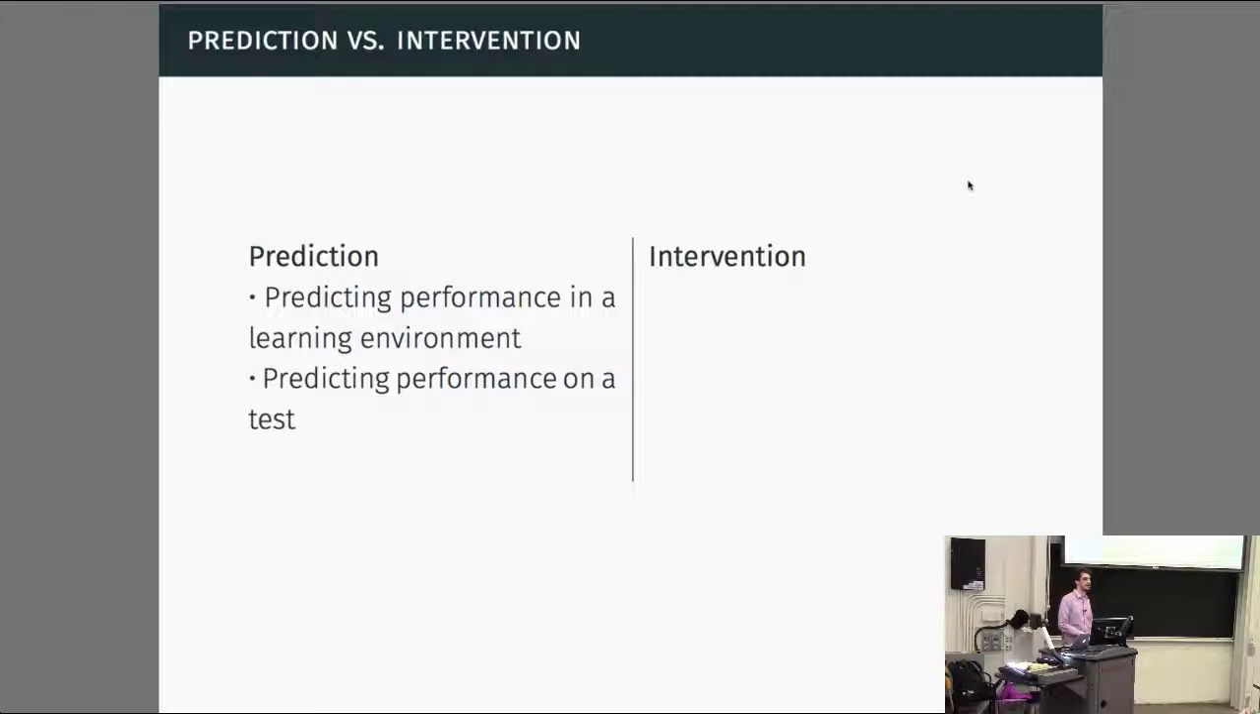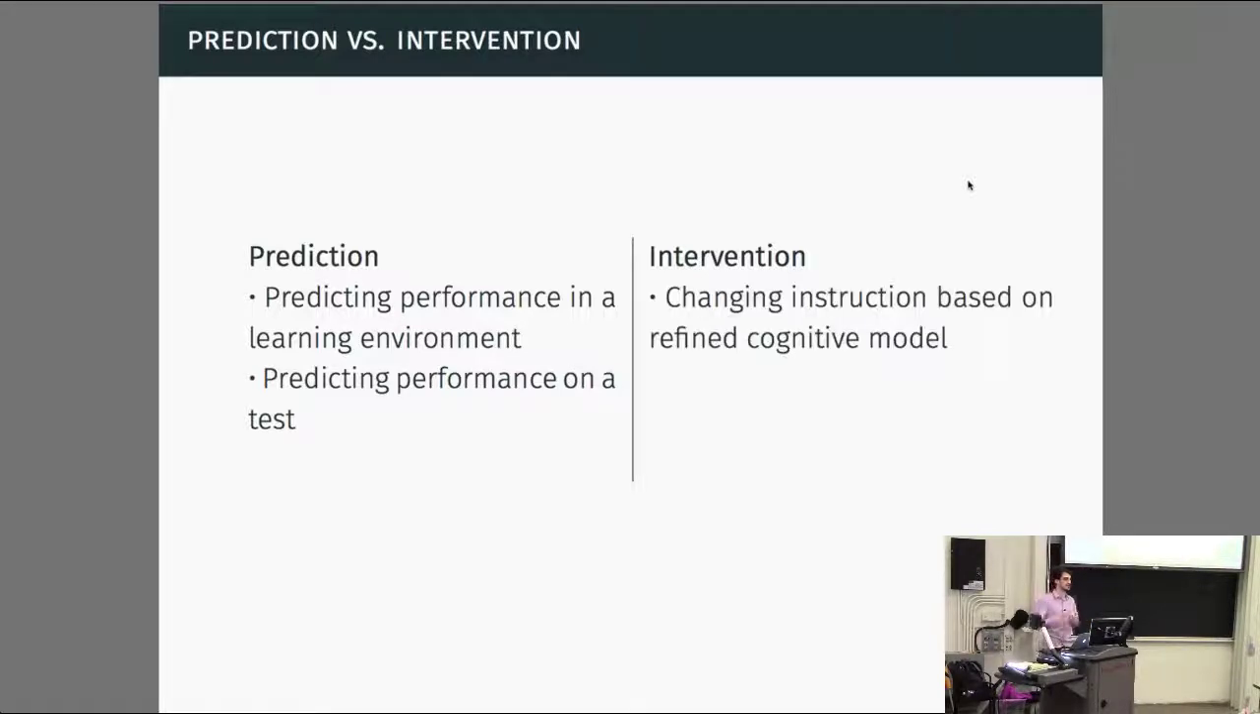So we saw that last time, where we decide what problems to give to students in order to maximize how much information we get about the student's ability. Right, so they were intervening to help us better assess a student's performance, right? We did see one other application, sort of, which I wouldn't expect you to get, but that was changing instruction based on a refined cognitive model.